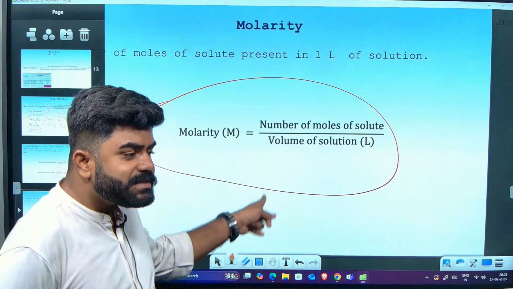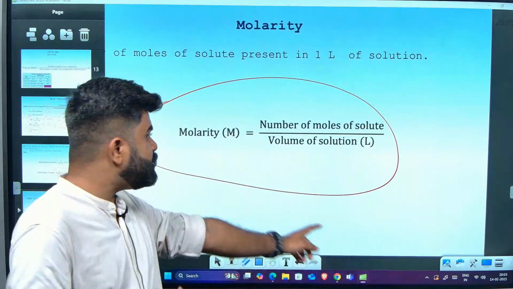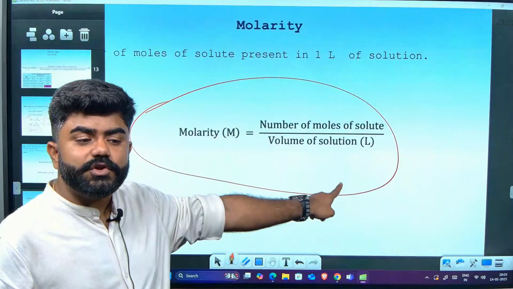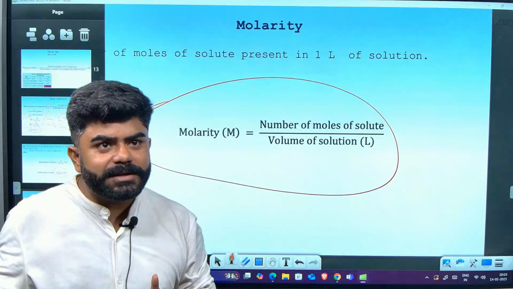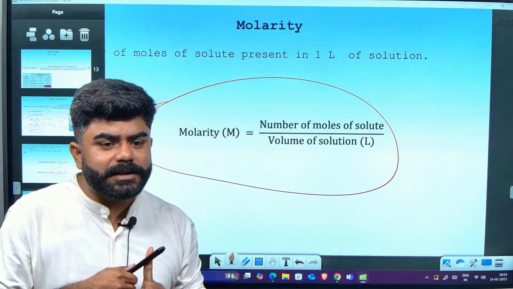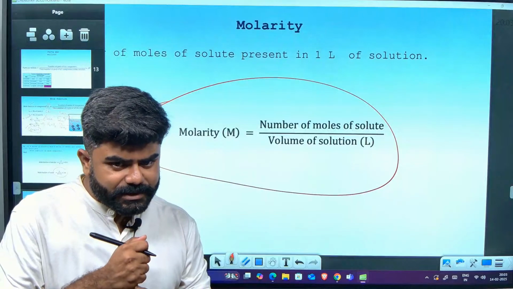But your formula says, to find molarity, what do we need? What does the formula say? We need the number of moles of solute and the volume of solution in liter. But what we have is the volume of solution in milliliter. So we have to convert from milliliter to liter. That is one step, isn't it?